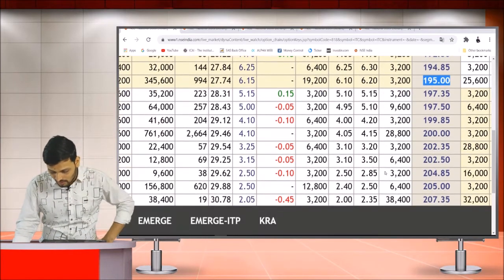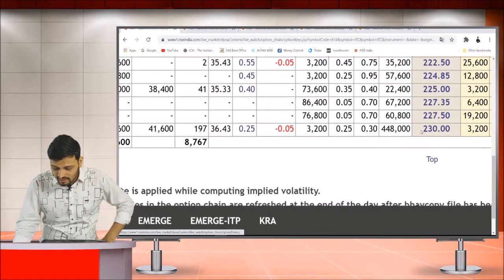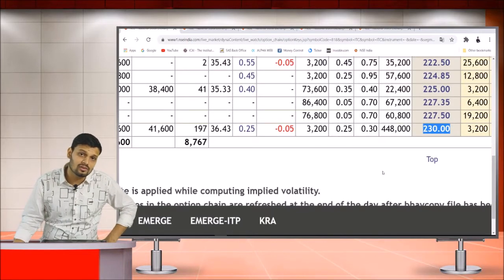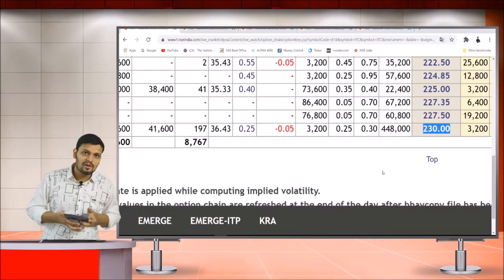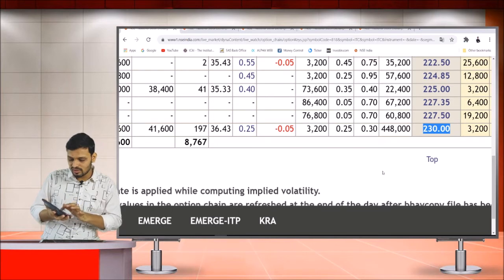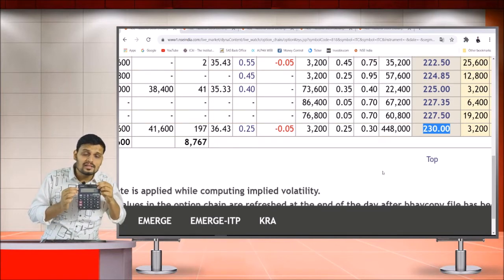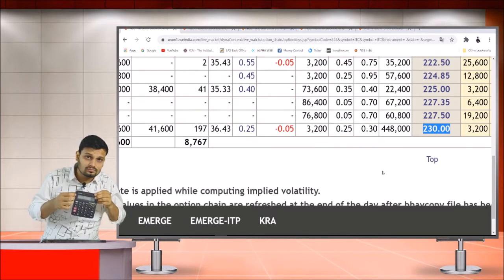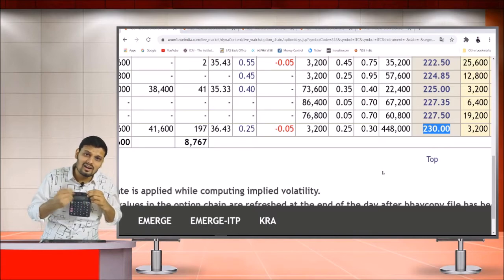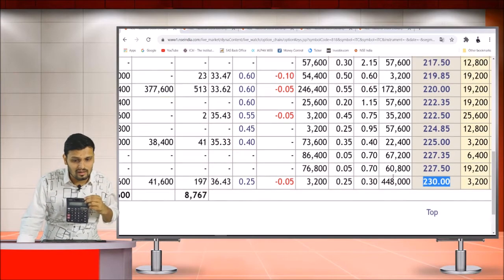Done. Now, if you are going for a strike price of 230, your investment will be only 0.25 into 3,200. Investment is only 800 rupees. But by chance, if the share price goes above 230, then your profit will be unlimited, right? See, for everyone, the profit is unlimited.